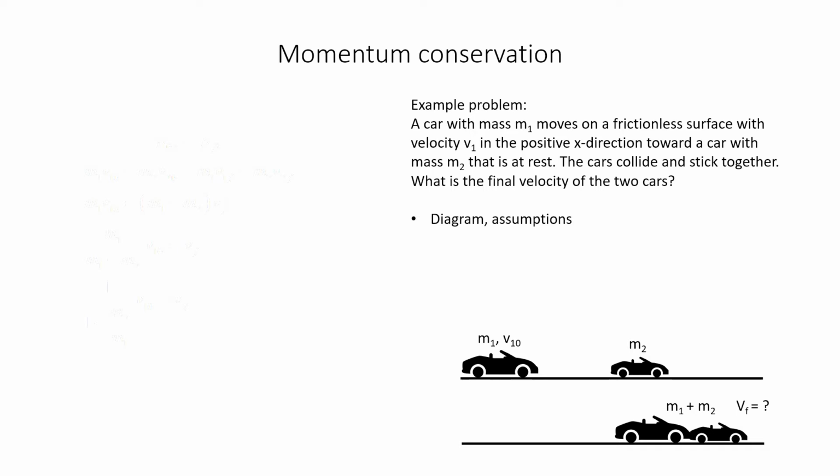Start by thinking about assumptions and drawing a diagram. We'll assume these cars are particles and that our level ground only contains one component of momentum. We diagram a time 1 when car 1 is moving with velocity v10, car 2 is at rest. Then at the final time we have the cars stuck together, so m1 plus m2 is the final mass. We're asking for v final.